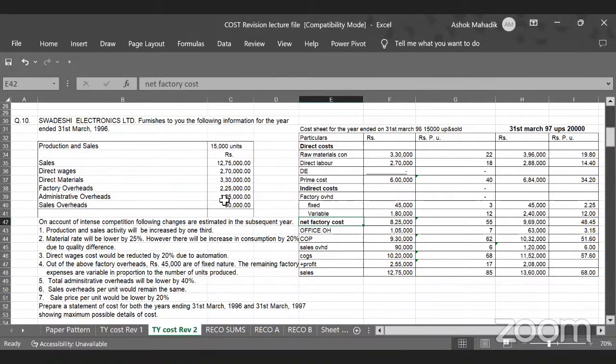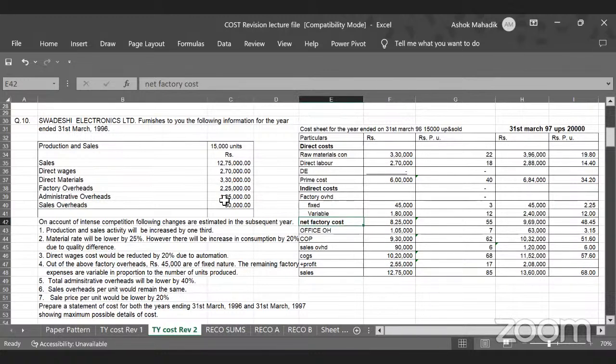So current year output is 15,000. Next year it will be 20,000. Why? 15,000 plus 1/3 of 15,000. Okay, 5,000 increased. Next, material rate will be lowered by 25%. However, there will be increase in consumption by 20% due to quality difference. Okay, I'll show you. This relates to raw material. Direct wages will be reduced by 20%. Okay, this is for second year again.